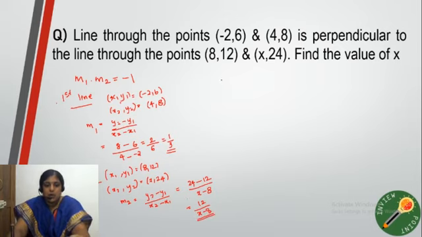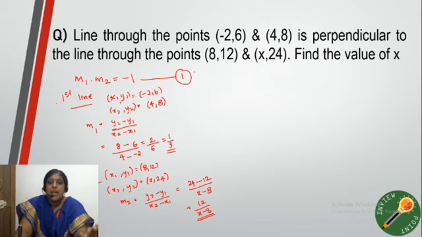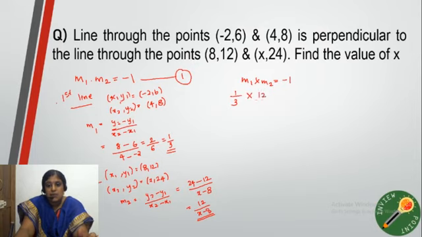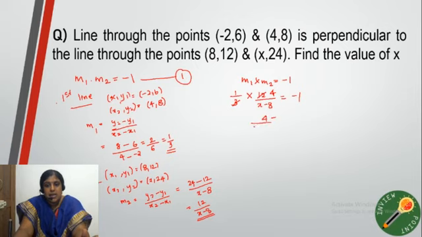We have seen that the two lines are perpendicular to each other, right? So m1 into m2 is equal to minus 1. Substitute the values of m1 and m2 here. m1 is 1 by 3 and m2 is 12 divided by x minus 8, and that is equal to minus 1. Right? So cancel the 3 and 12: you get 3 into 4 is 12. So we can write 4 by x minus 8 is equal to minus 1.